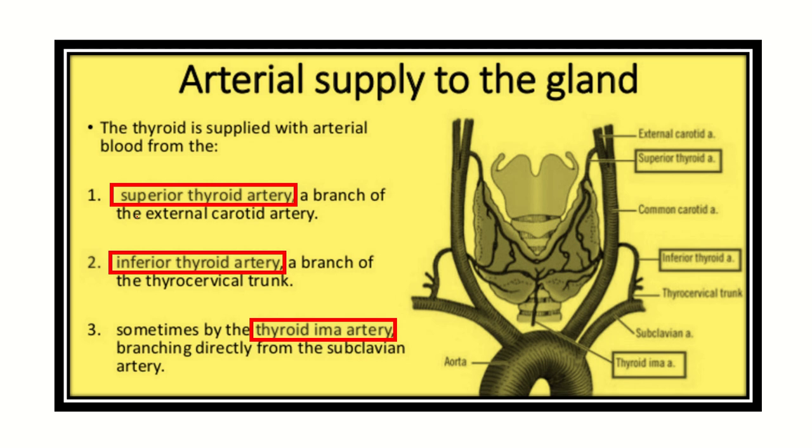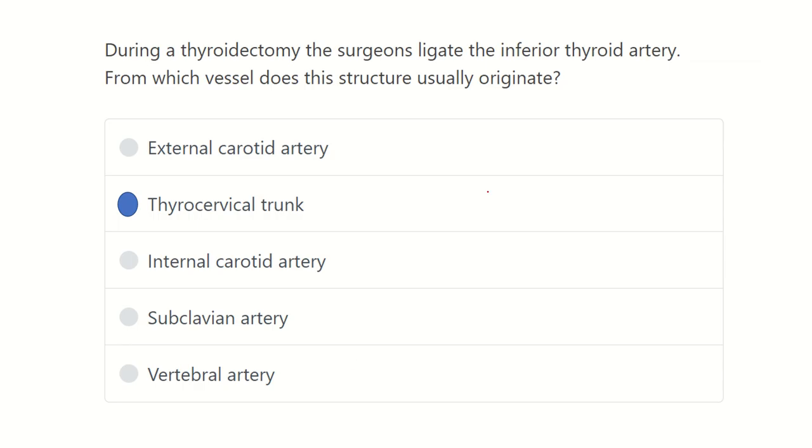So here the superior thyroid artery is from the external carotid artery, the inferior thyroid artery is from the thyrocervical trunk, which is a branch of the subclavian artery, and sometimes the thyroid ima artery, which is a branch not from the subclavian artery, it is from the brachiocephalic artery. So it is now crystal clear for us that the inferior thyroid artery is derived from the thyrocervical trunk. Thank you all.